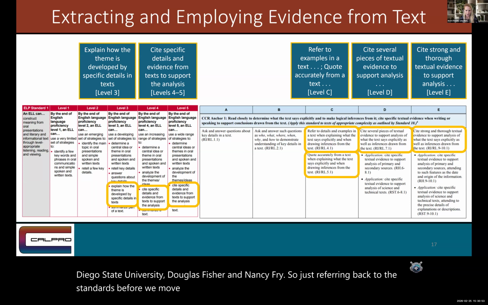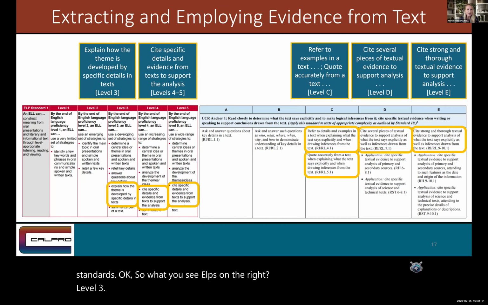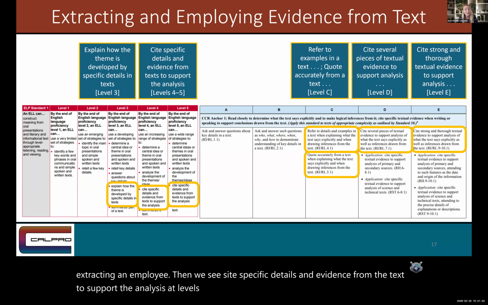So just referring back to the standards before we move forward, look at this specific wording in the sets of standards. What you see, ELPS on the right, level 3: explain how the theme is developed by specific details in text. So there we see that extracting and employing. Then we see cite specific details and evidence from the text to support the analysis at levels 4 and 5. So there is where we're going to use text-dependent questions.